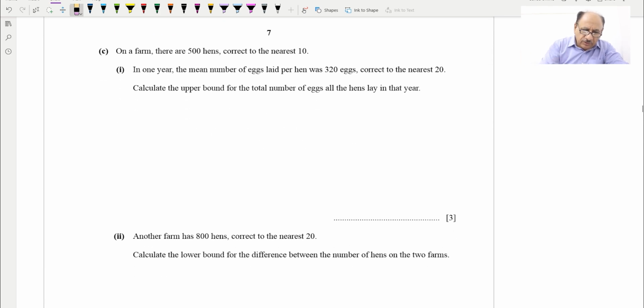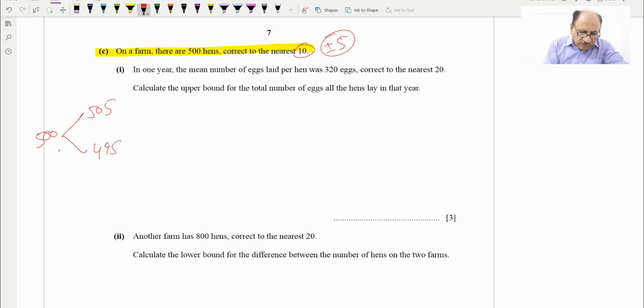Now C part says on a form there are 500 hens, correct to the nearest 10. So hens are 500 and it's a rounded number, so nearest 10, so half of 10 will be 5, so plus minus 5 we will be doing. So it can be 505 or it can be 495. This will be lower bound, this will be upper bound. This is what we found for the hens.